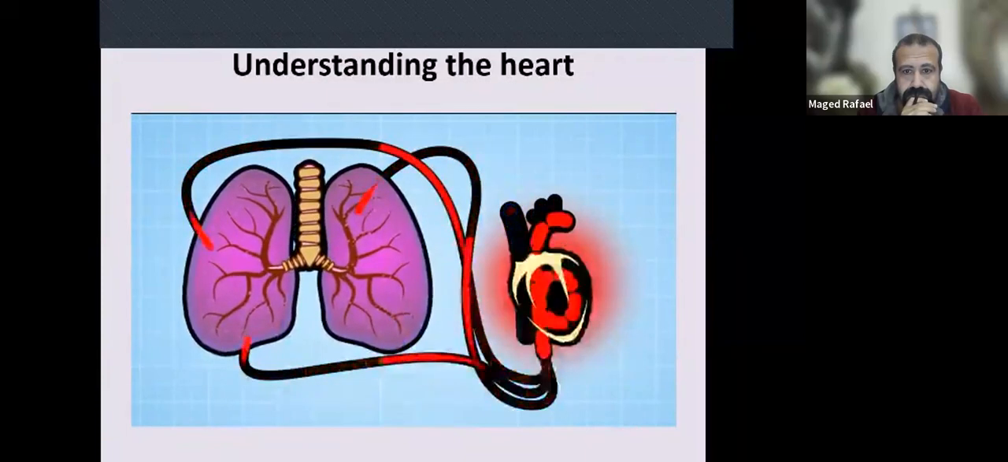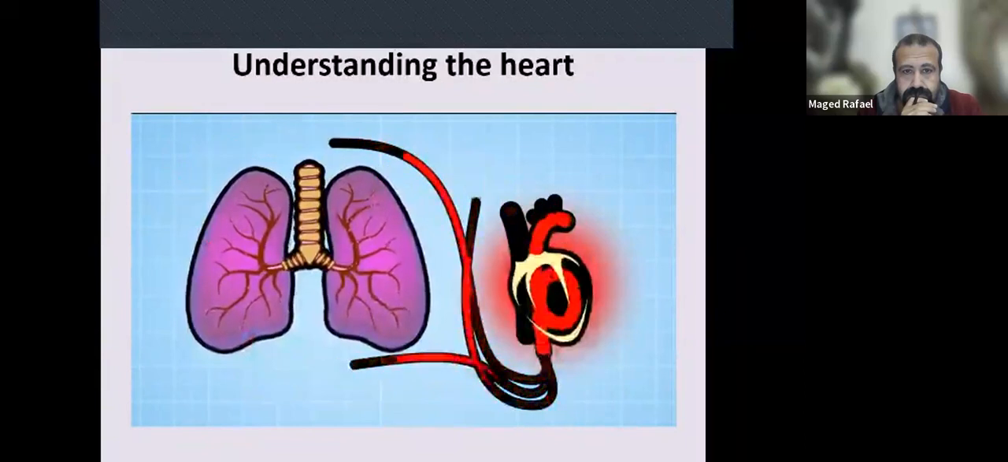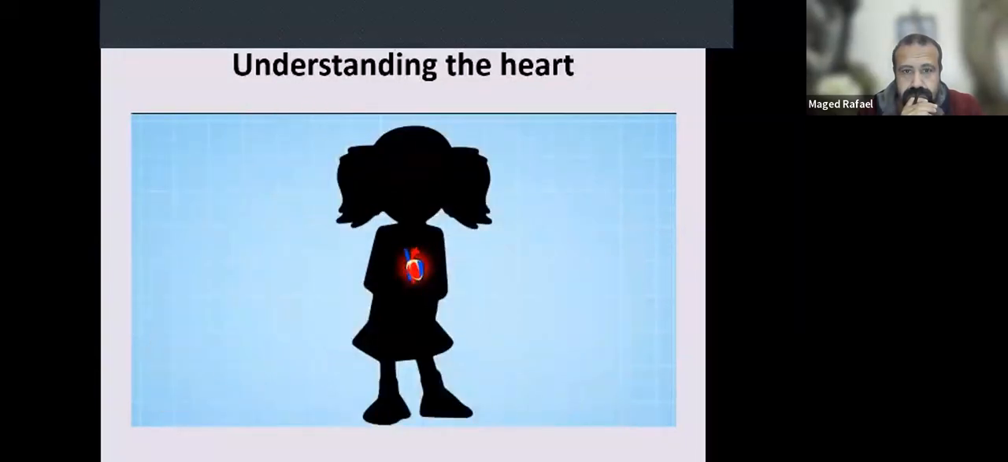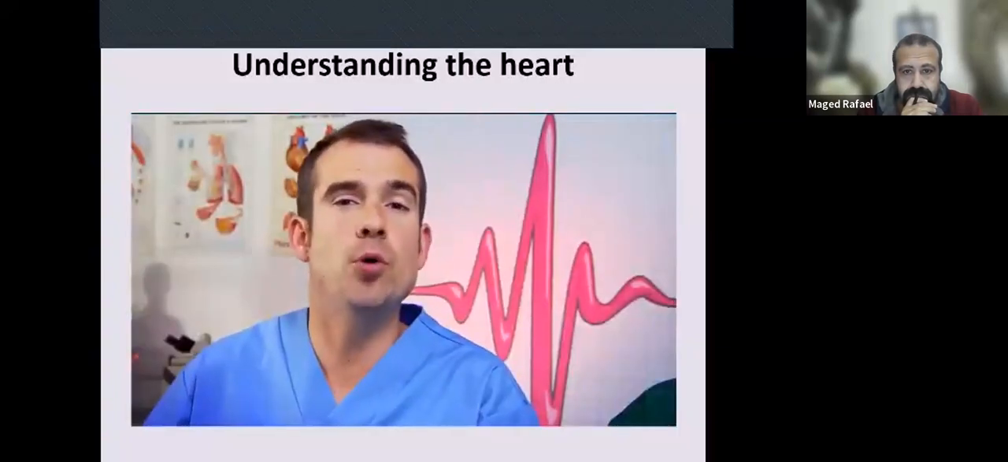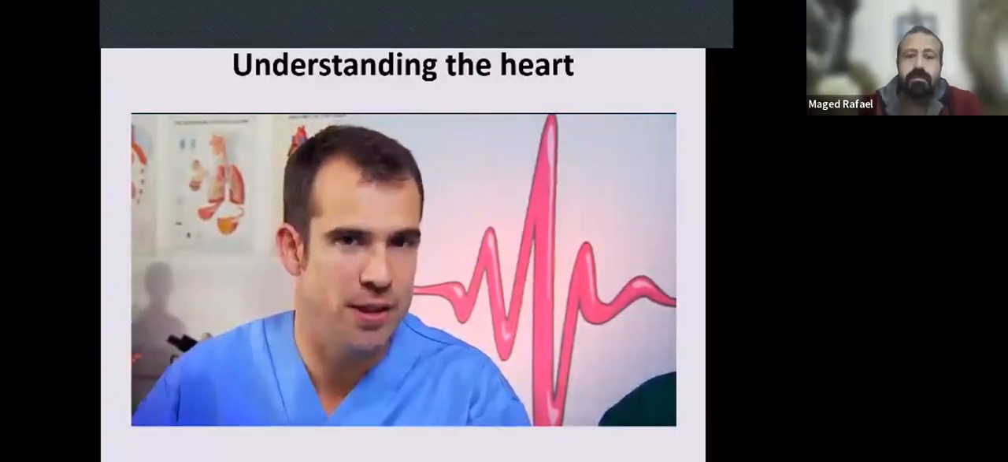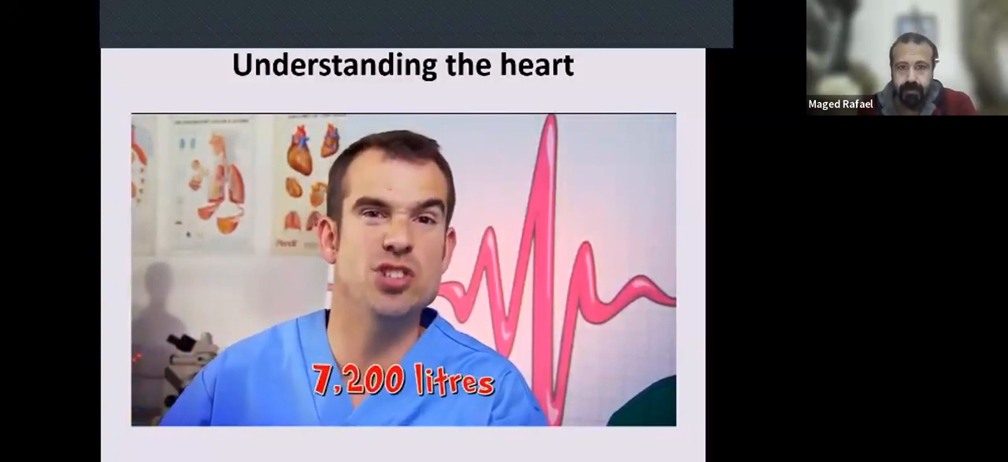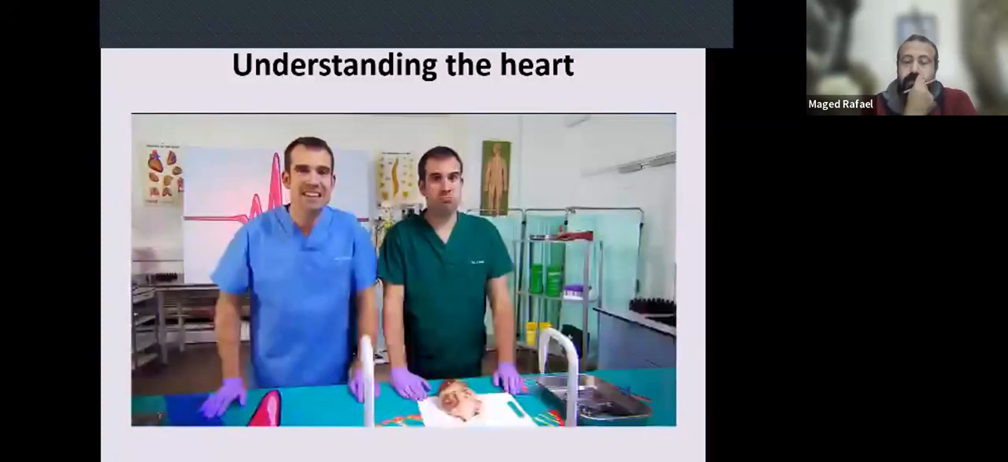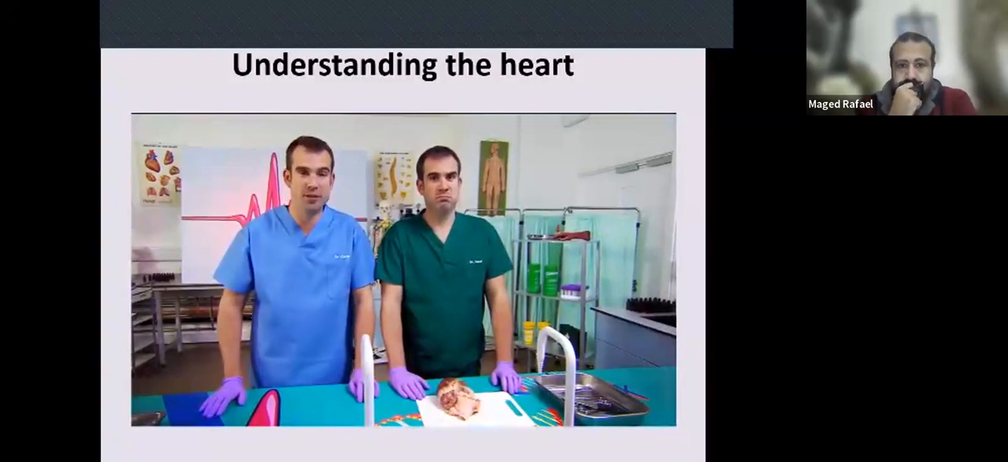Back at the heart, it's given a mega pump, which scoots it all around the body. And there's no chance of it going the wrong way thanks to the heart's special valves. And if you add up all the blood each of these beats pushes around the body, it comes to 7,200 litres a day. That's enough to fill 93 bathtubs.